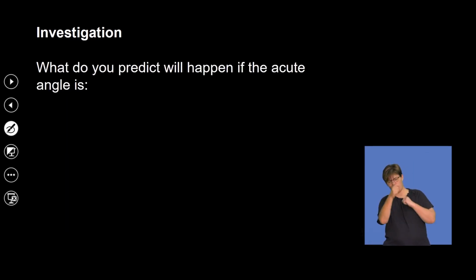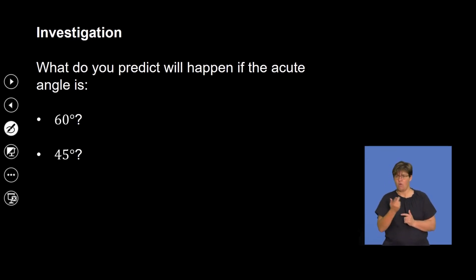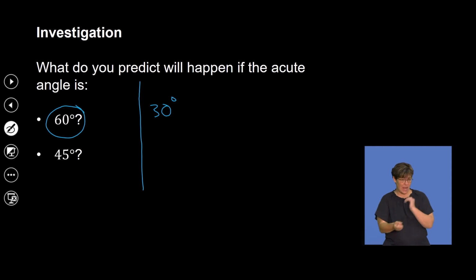Now, what do we predict if the acute angle is now 60 degrees? What do you think? Also, if it's 45 degrees, what do you think? I want you to think about that. Remember, we've only been looking at the acute angle being 30 degrees. Now I want you to look at what happens if it's 60 degrees. What happens if it's 45 degrees?